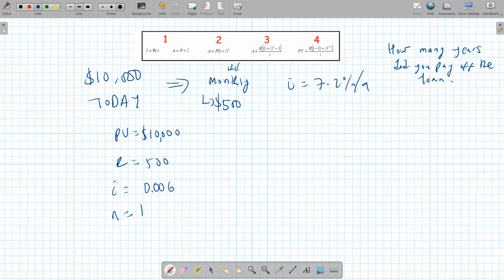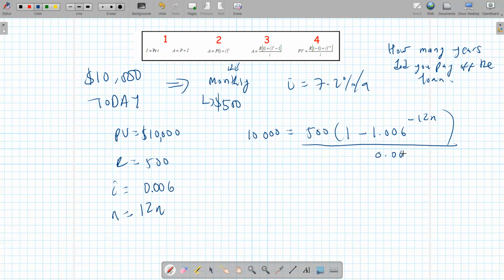Yes. So now let's use the formula. We have 10,000 equals R, which is 500, times 1 minus 1.006 to the power of negative 12n, all over 0.006. So now we have an exponential equation to solve, because the unknown is in the n up there. What's the first step? You divide by 500 and get 20.